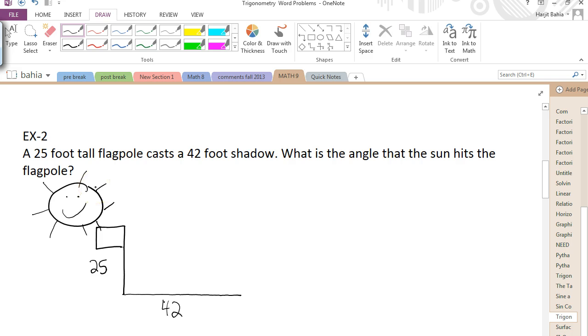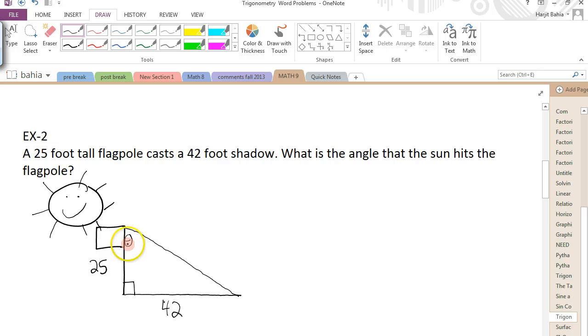So we want to figure out at what angle the sun hits the flagpole. Well, there to there completes our right angle triangle for our story. First off, there's our right angle triangle, 90 degrees. The sun is hitting the flagpole right here. This is the angle we're trying to find. That's our unknown theta.